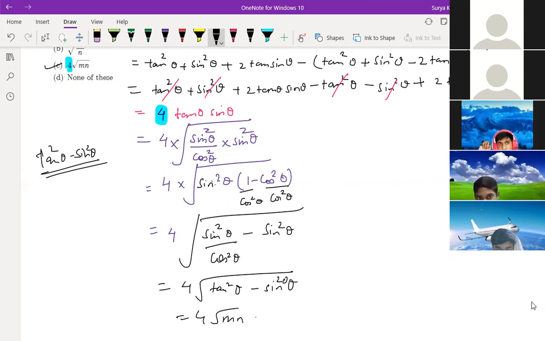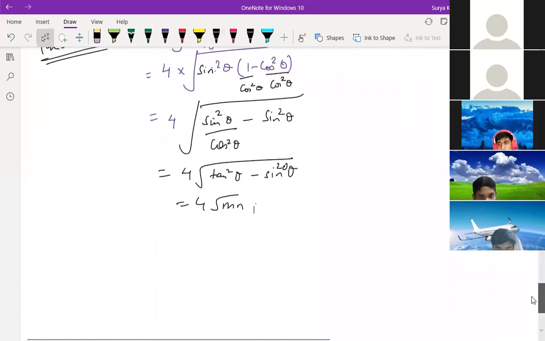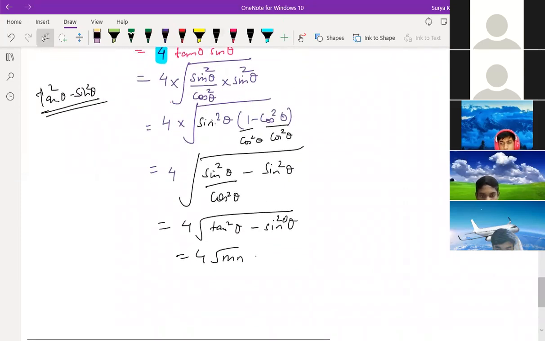Okay. Next question. Is it clear, Adarsh? Yes, sir. So the next question: theta is between 0 and pi by 4. The simplest way, you just tell me for this.